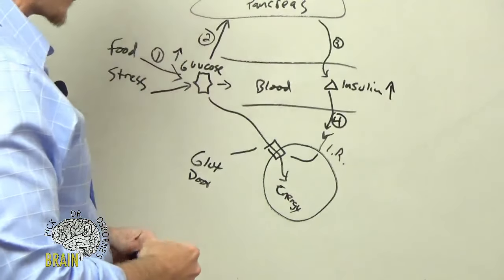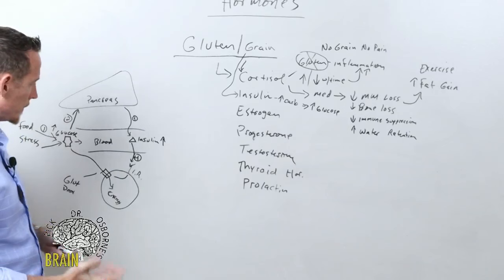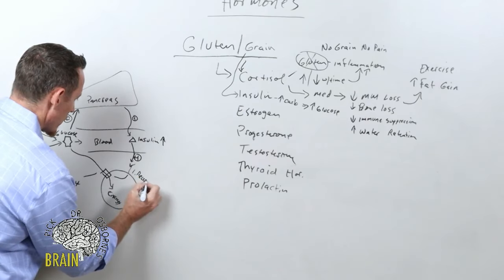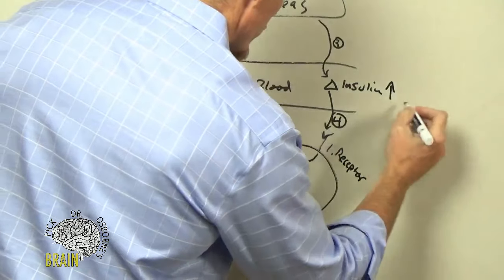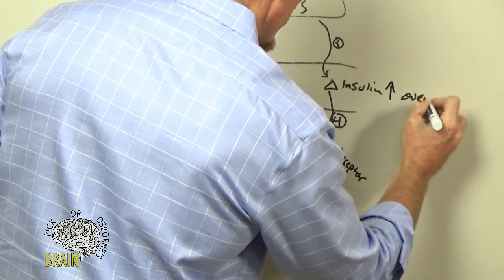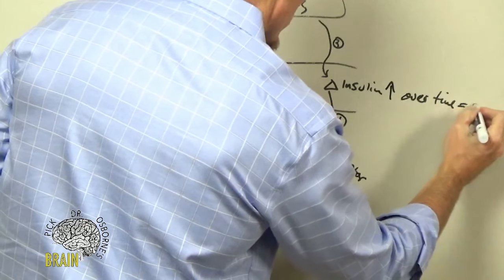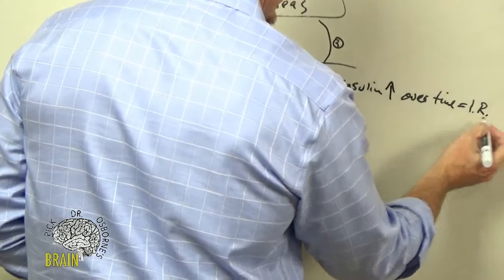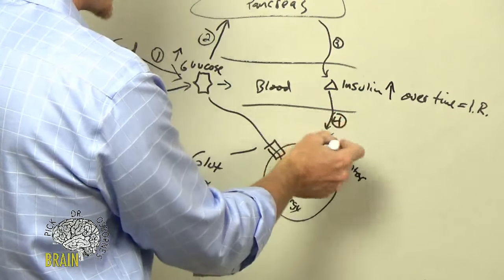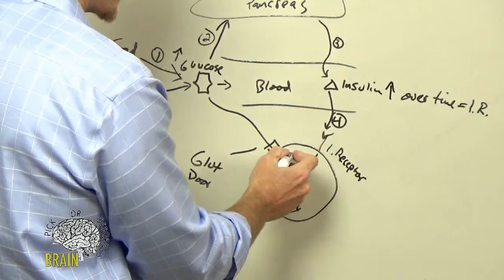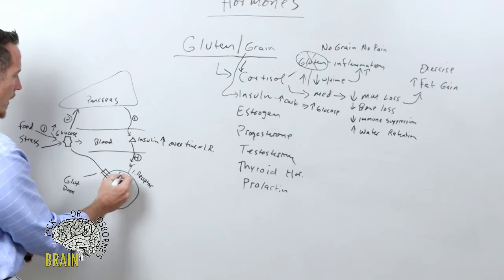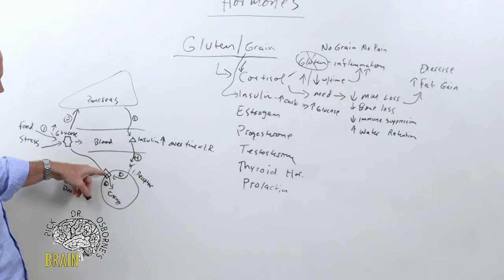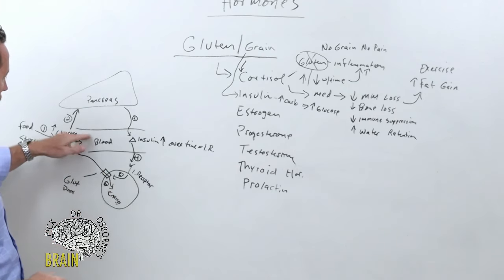And what happens is the longer you make high levels of insulin over time, you develop something called insulin resistance. I'm going to rename that. So increased insulin over time equals insulin resistance, IR. And that insulin resistance means that you're making more insulin, but it's becoming less effective. It's not doing its job as well. It doesn't open that door as effectively. This is number 6. And so when it's not opening that door as effectively, then the glucose can't get out of your bloodstream. So it gets stuck here.